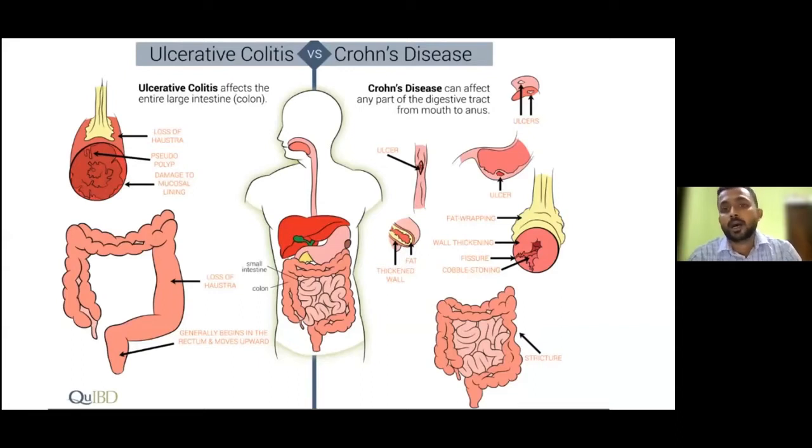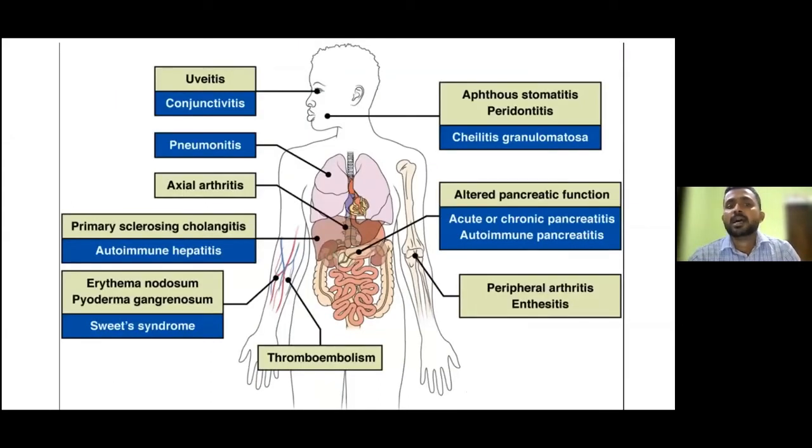Whereas in Crohn's disease, it can affect any part of the digestive tract from mouth to anus. And there is transmural inflammation leading to fistula formation, stricture formation, and the inflammation is not continuous. There are skip lesions. So not only GI tract, there may be some extraintestinal manifestations as well. So there may be eye involvement, skin involvement, and the musculoskeletal system involvement and hepatobiliary involvement. And also some IBD patients are prone to develop thromboembolism.